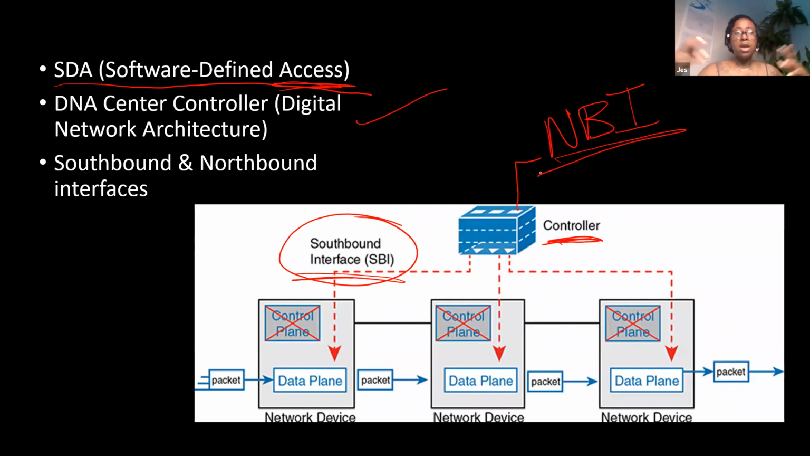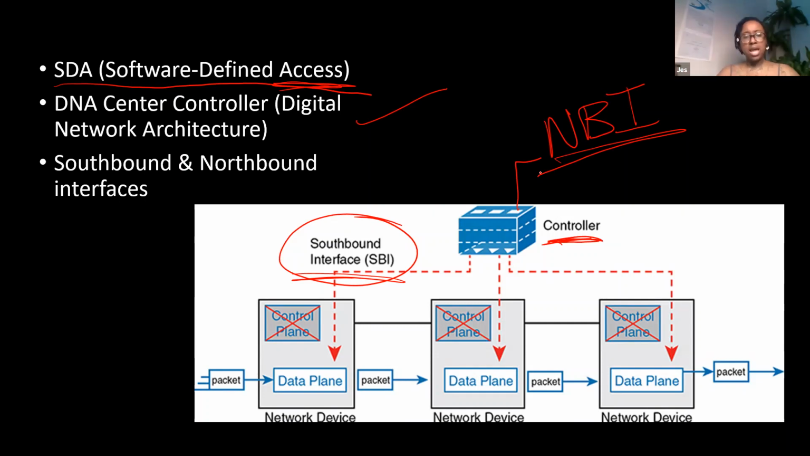I just want you guys to really understand that the terms are kind of synonymous to each other. So you may see just SBI, or you may see southbound API. They're still the same thing. I don't want you to get too confused on the semantics of the words, right?